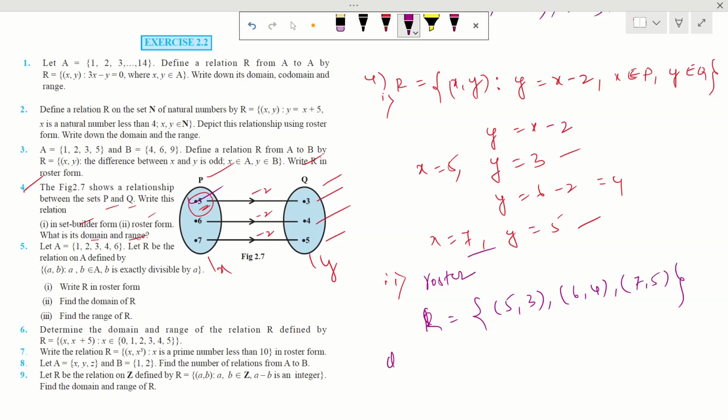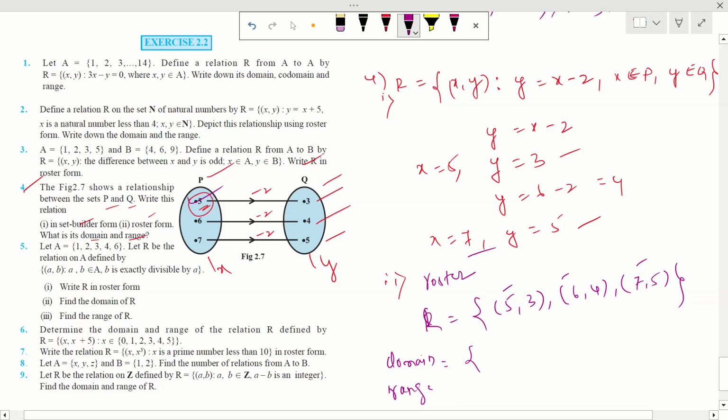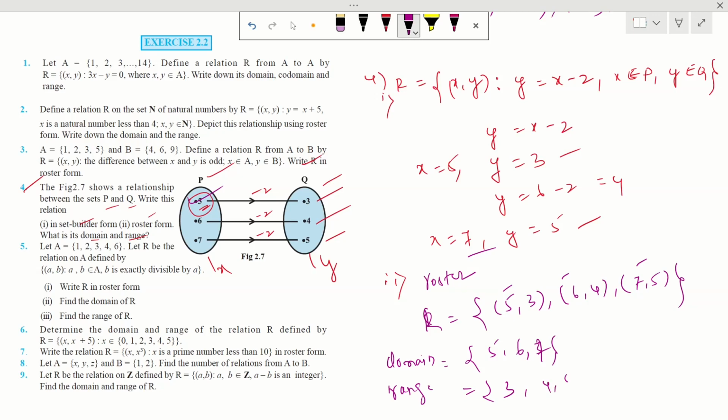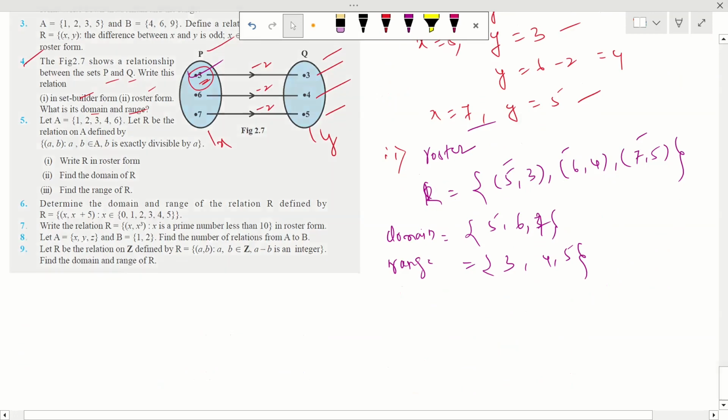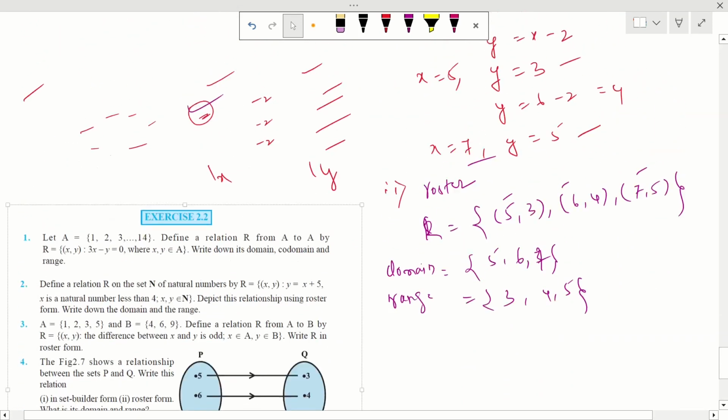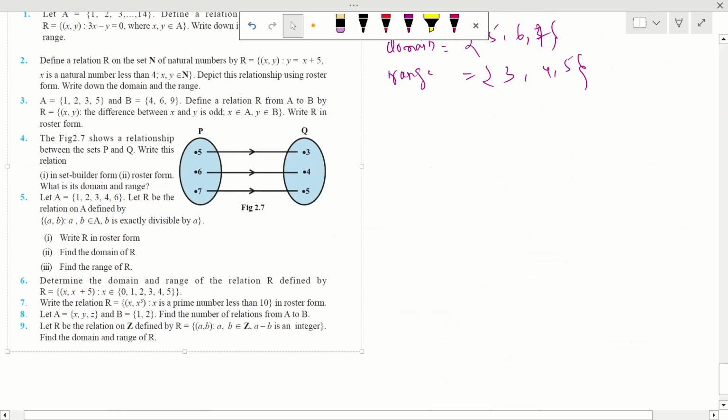And what are the domain and range here? Domain and range we can easily identify. Domain is the first elements of the pairs: 5, 6, 7. Then range is the second elements: 3, 4, 5. Okay, this is over. Now we can go to the next problem, the fifth one. Now we go to exercise fifth one.